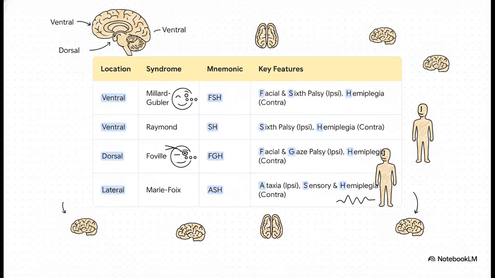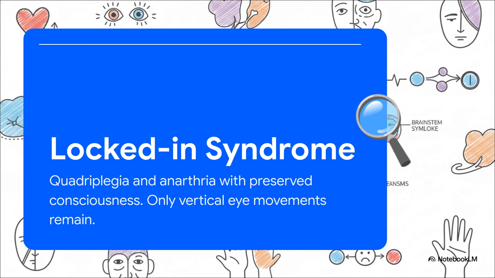And that brings us to locked-in syndrome, which is one of the most devastating conditions in all of neurology. This is what happens when you have a massive bilateral stroke in the ventral pons. It completely wipes out both corticospinal and corticobulbar tracts. The result is total quadriplegia and anarthria. The patient can't move and can't speak.